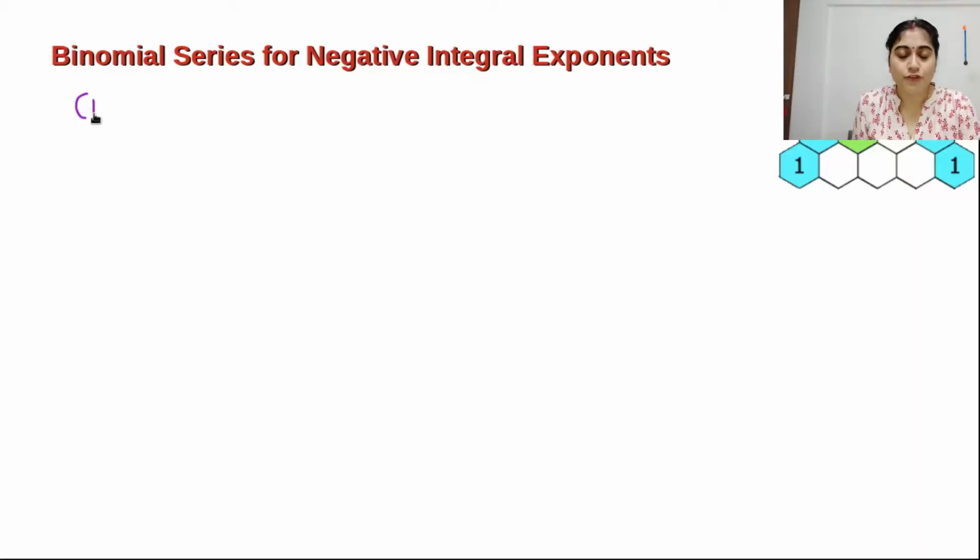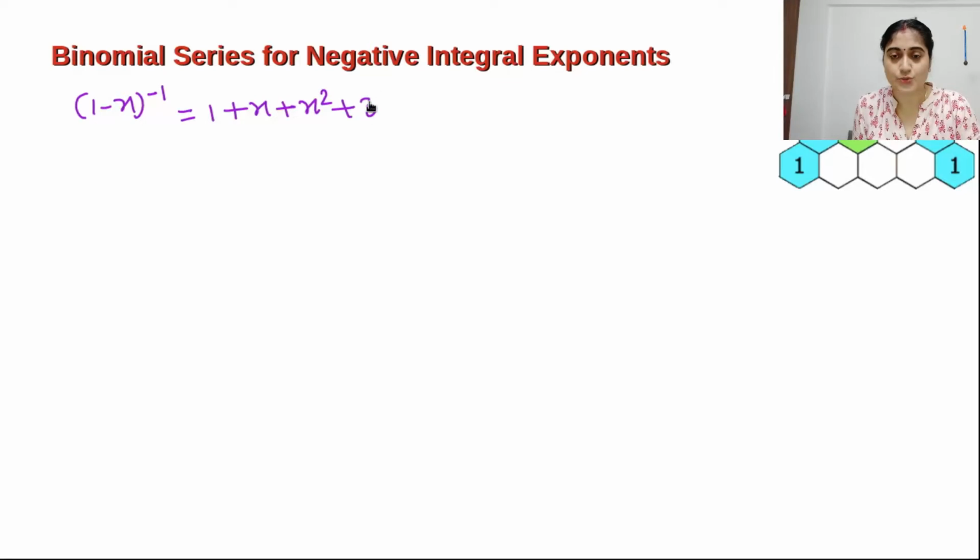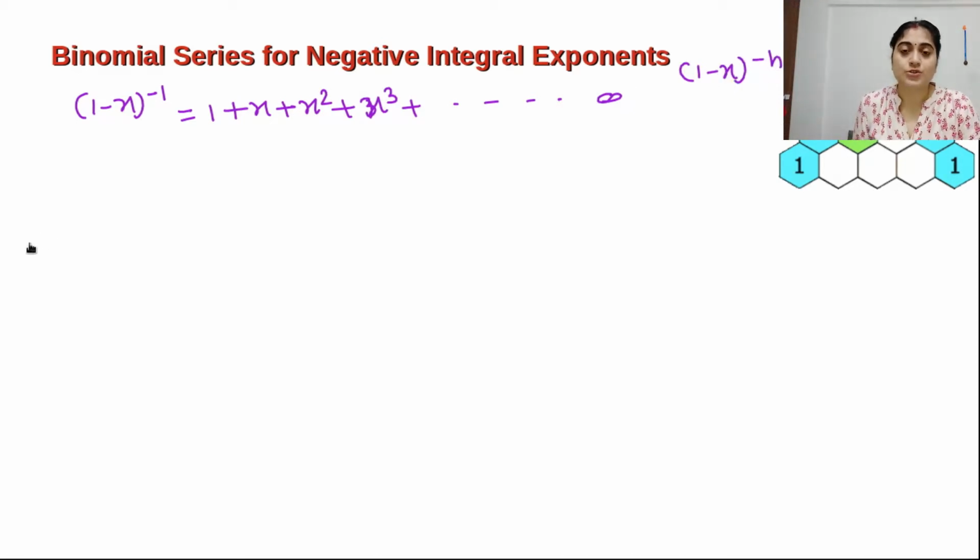Okay, let's start. As we have seen, for (1 minus x) to the power of minus 1, the series will be 1 plus x plus x square plus x cube up to infinity. That we have proven. Now if I want to generalize, what will the series be if I am expanding up to minus n? What will be the coefficient of x, of x square and x cube? That we have to find.